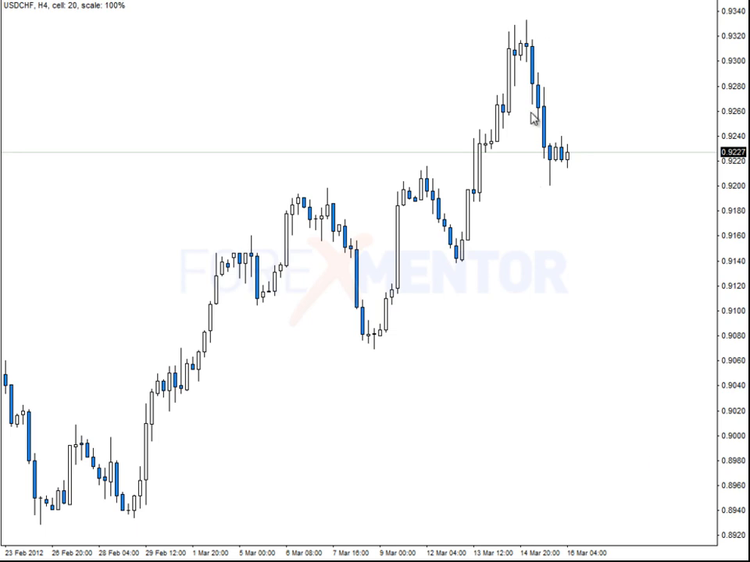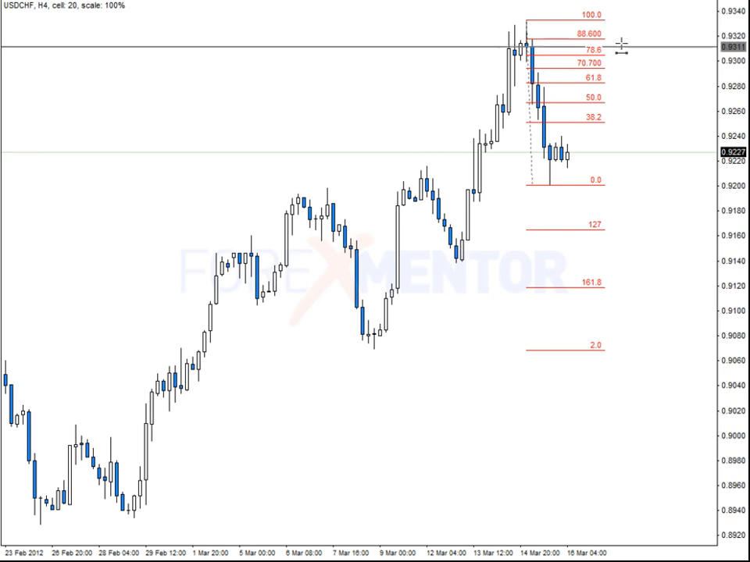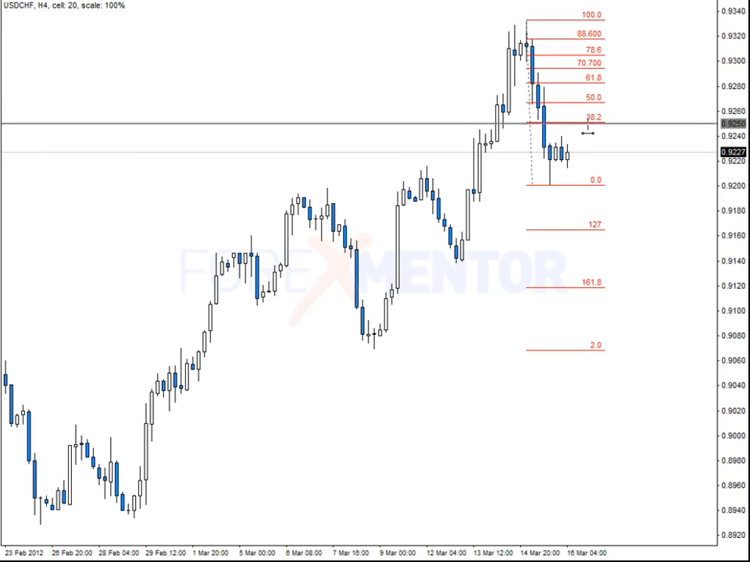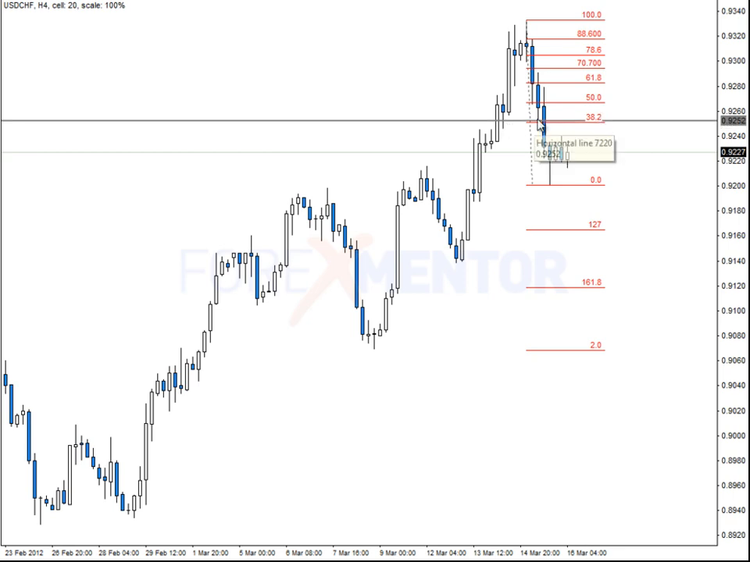Nice impulsive move down. Okay, so we can see sellers are clearly in charge here. If we draw our fib tool again from the very high down to the very low, you can see, taking a horizontal tool here, have a look at this area right here, this 38% fib level. We've got an area of support, and we just compress this.